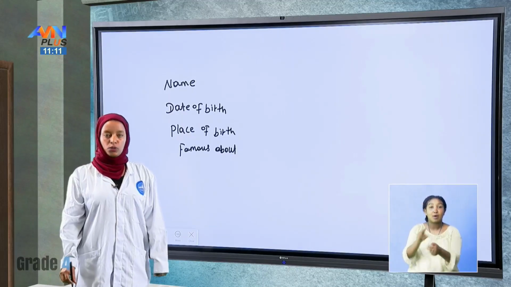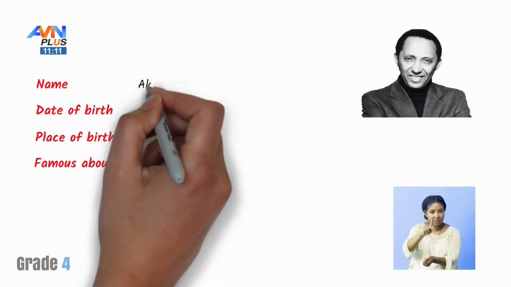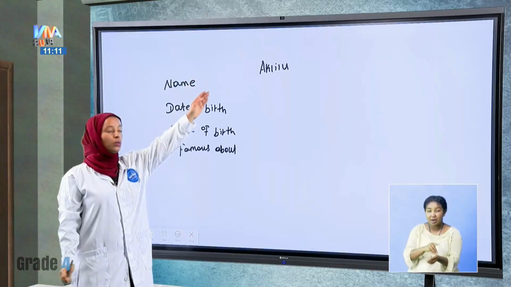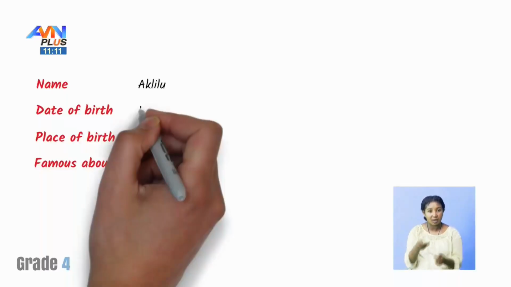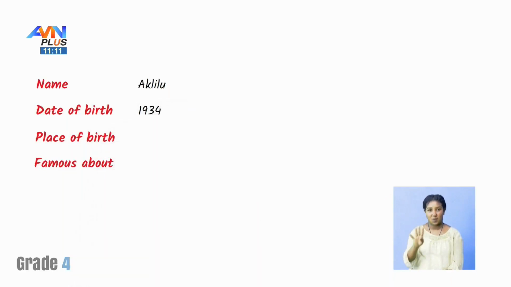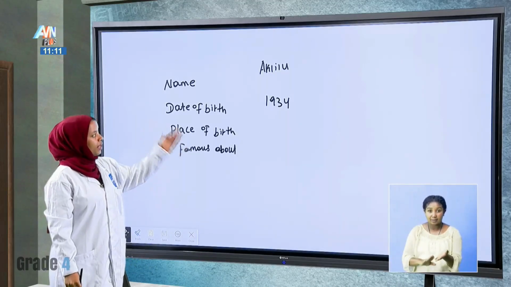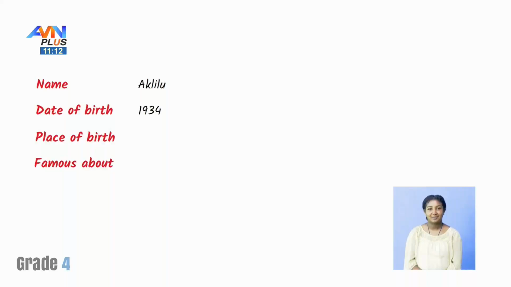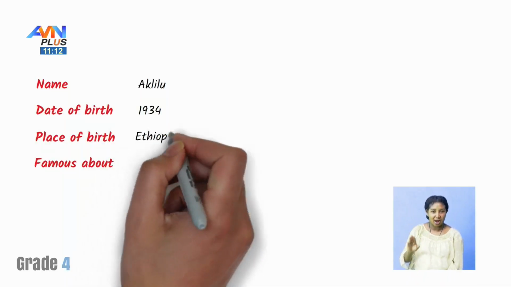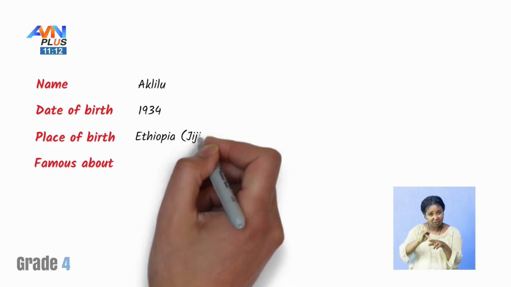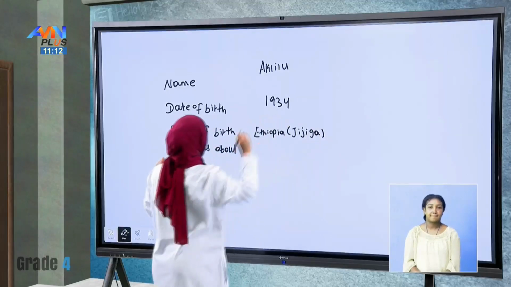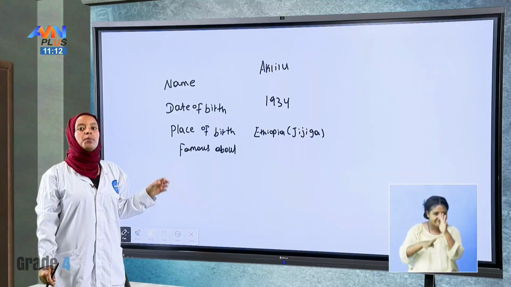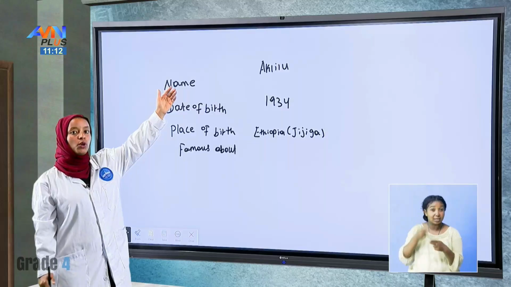His name is Dr. Aklilu Lemma. His date of birth is 1934. His place of birth is Ethiopia, Jijjiga. He is famous as a scientist who discovered a disease treatment. His name is what we call Aklilu Lemma.